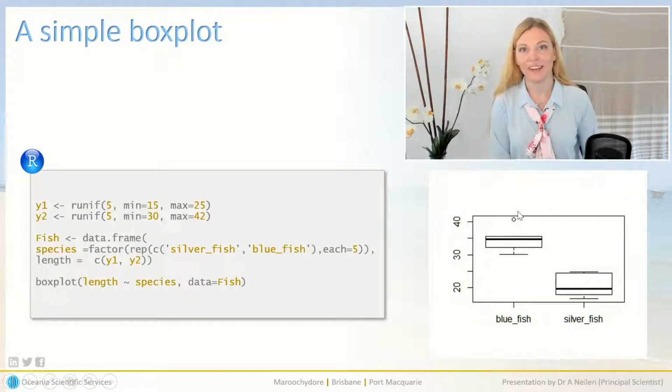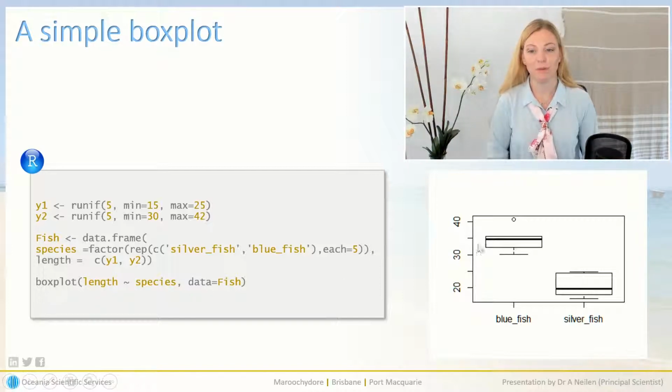Last clip we made a data set. Do you remember this script here? We defined y1, a vector, to contain 5 numbers, which would occur between 15 and 25. We created y2, another vector, which contained 5 more numbers between 30 and 42. These represented the lengths of our 2 different fish species. We put them together into a data frame with species name repeated 5 times each and length, the 2 vectors occupying 1 column. And then we produced a simple box plot.